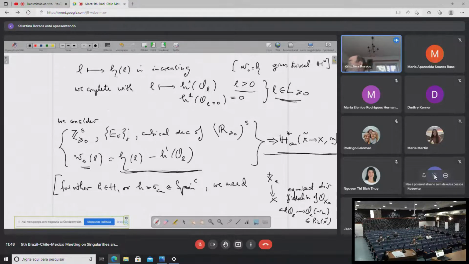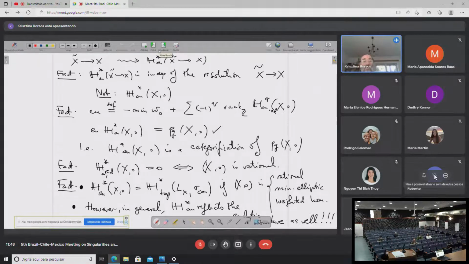So this is now what we have, and let's see some properties. I have a few more minutes. So let's see what properties we have. Again, we have a resolution, and then using this sheaf-theoretical weight function, we can define the lattice cohomology associated with this resolution.